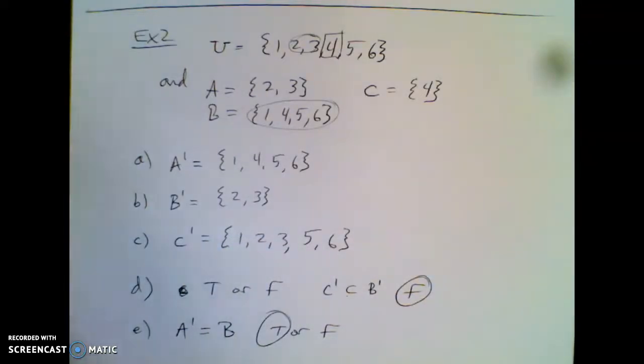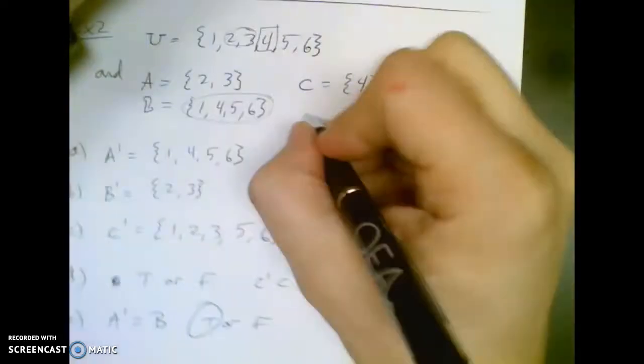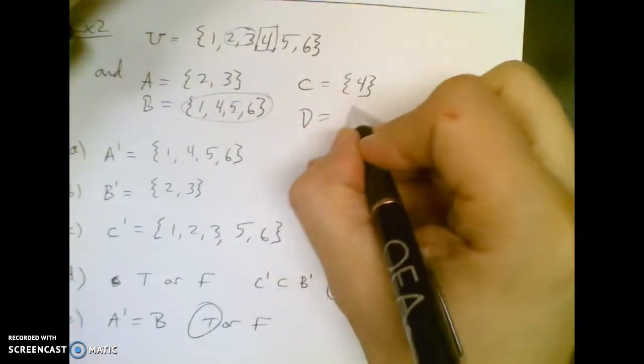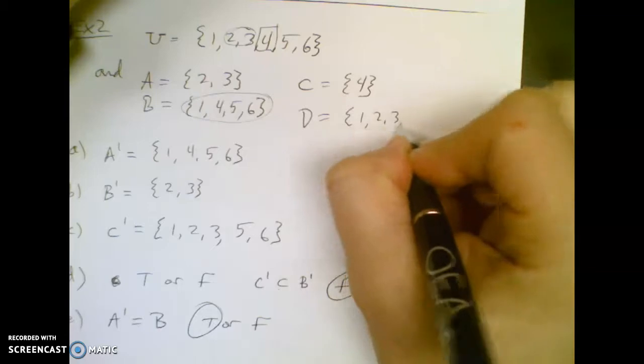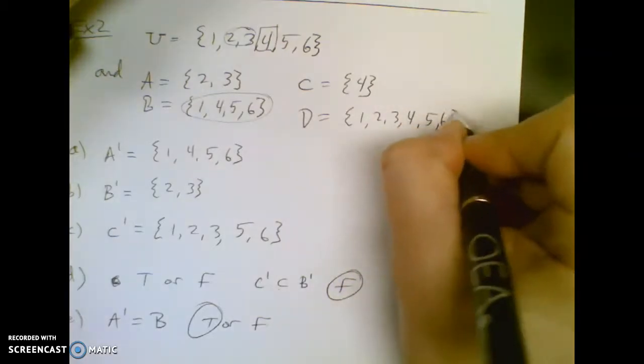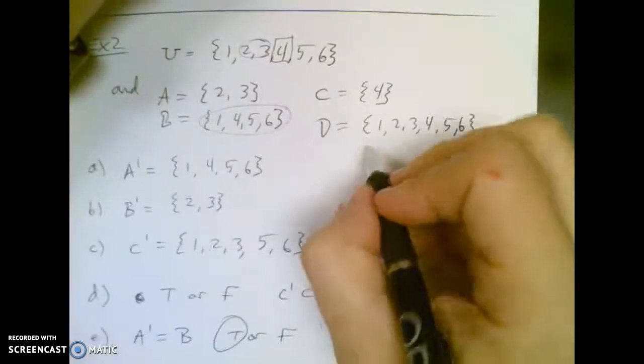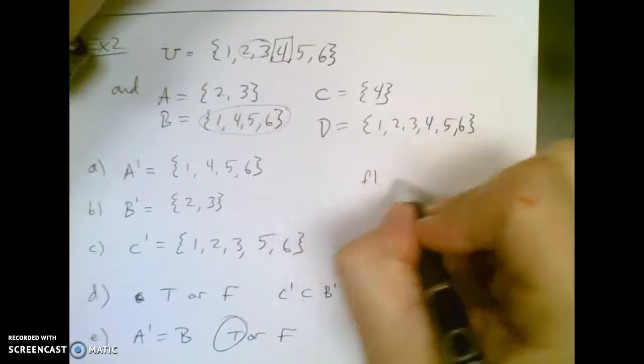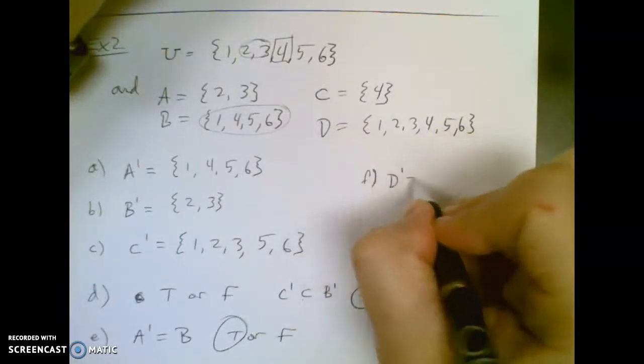So just getting used to these things. They're not hard. Just get used to the symbols. What is not? What is universal? What is empty set? What is subset, proper subset? Oh, here's one. Let's say I had another one, D, that was 1, 2, 3, 5, 6. Okay, so for my last question, what is D not?